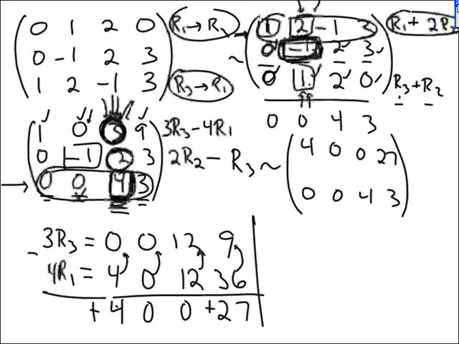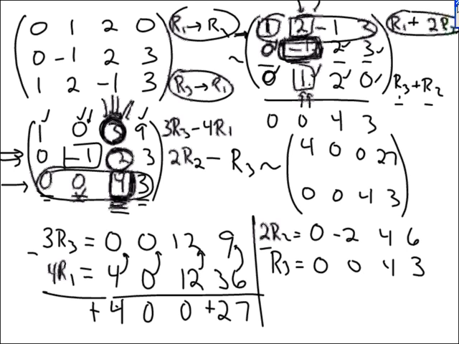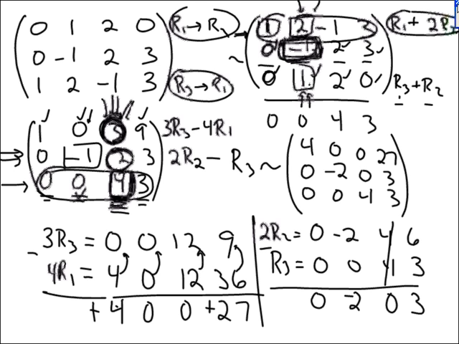Now let's do row 2. 2 times row 2 is, right here, 0, negative 1, 2, 3. Multiply it by 2, you get those 4 numbers. Row 3 happens to be 0, 0, 4, 3. And if we subtract, this gives us 0 like we want. 0 minus 0, negative 2 minus 0, 6 minus 3. 0, negative 2, 0, 3.